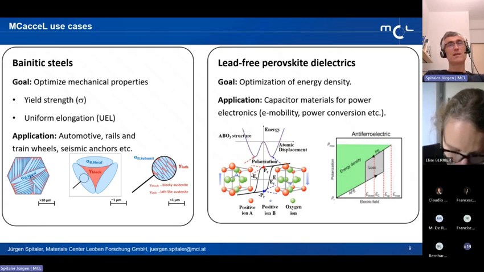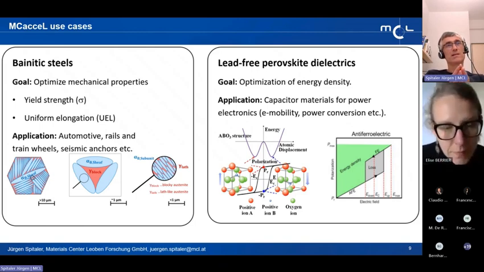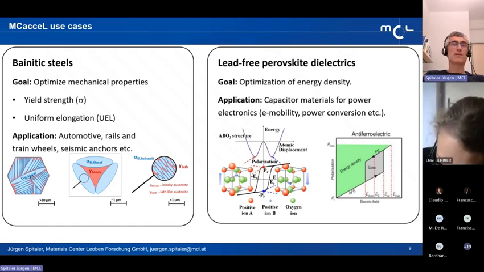That means the reason why we have these two use cases is that they are very complementary, very different, and this way we guarantee that our platform is really not too much focused on one single use case while still being built up with experts from certain domains.